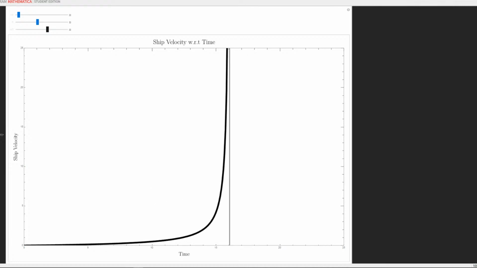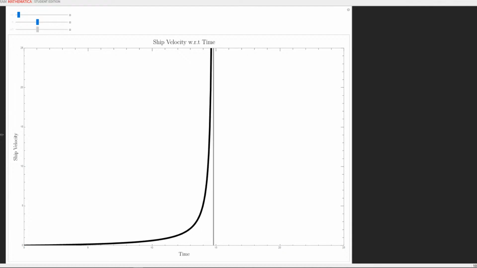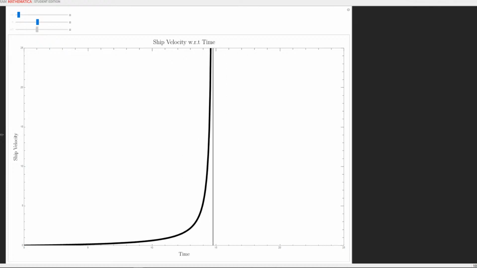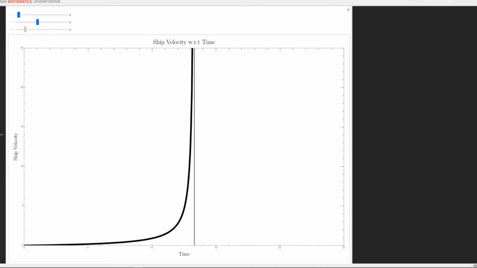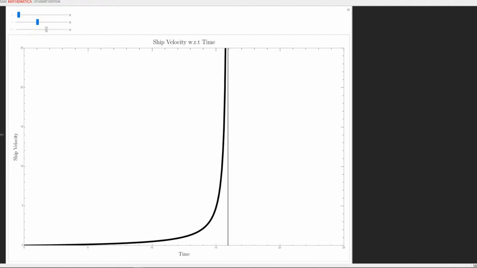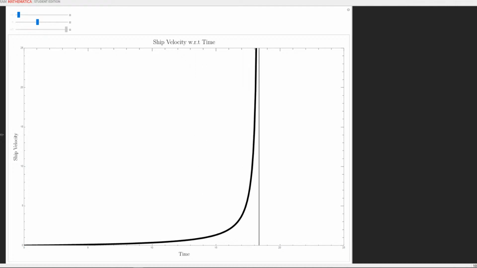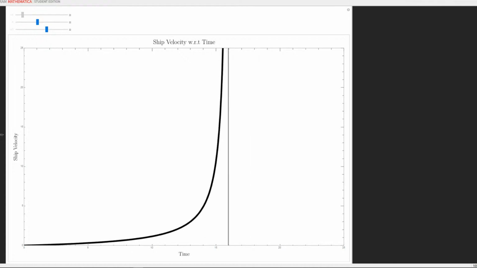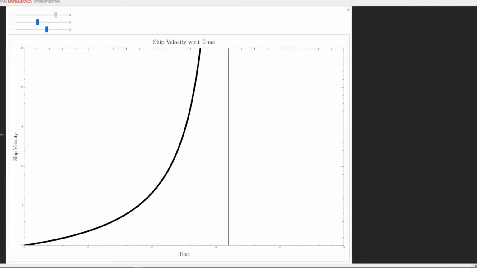Similarly, I can change the initial mass of the ship. Again, it takes less time. So if I decrease the initial mass of the ship, then we get up to speed faster. If I increase the mass of the ship, then it takes longer, which again makes sense because the force is always the same, so the acceleration initially is going to be slower. And now I can crank up the exhaust velocity, which just shows me that, again, I'm increasing my speed faster because I'm throwing the exhaust out faster.